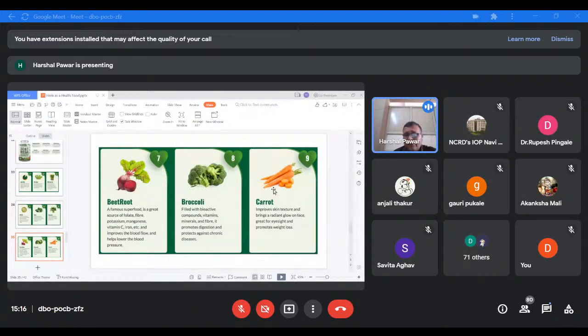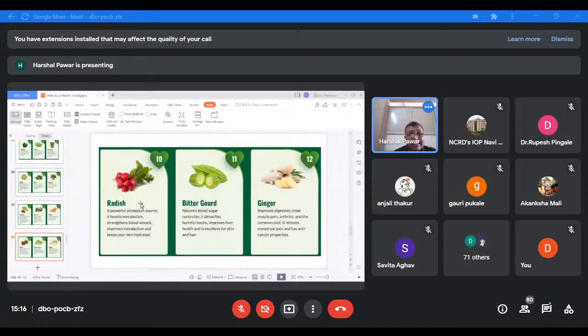This is one more component. I hope you must be familiar with this carrot, right? So it is good for eyesight. It also promotes weight loss. Radish, which helps to keep your skin hydrated, right? And it also boosts the metabolism. It is a good source of potassium.